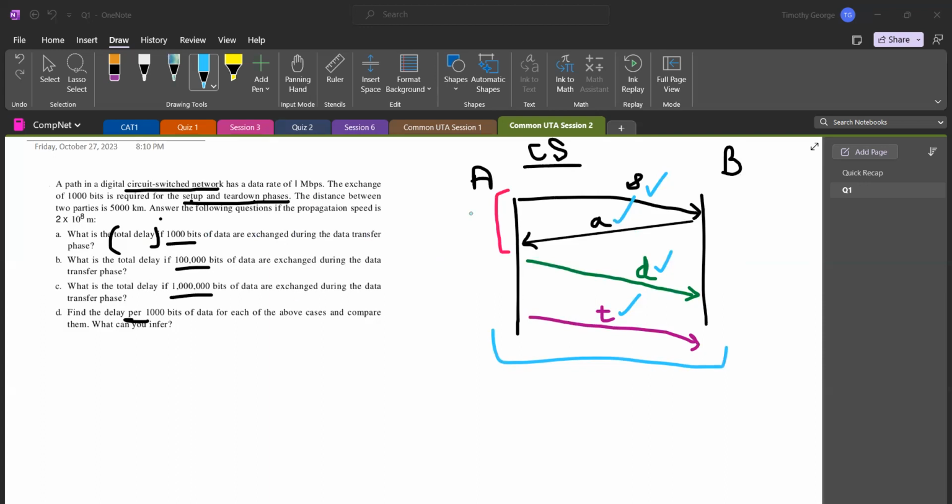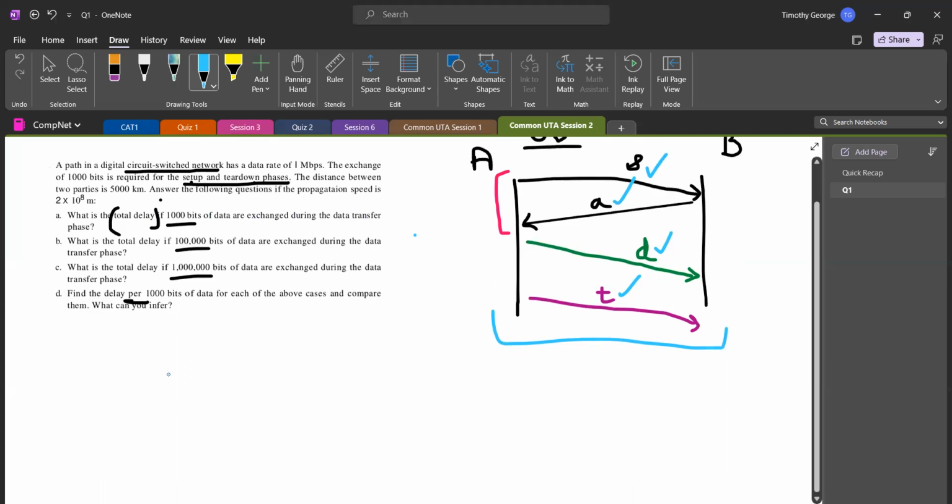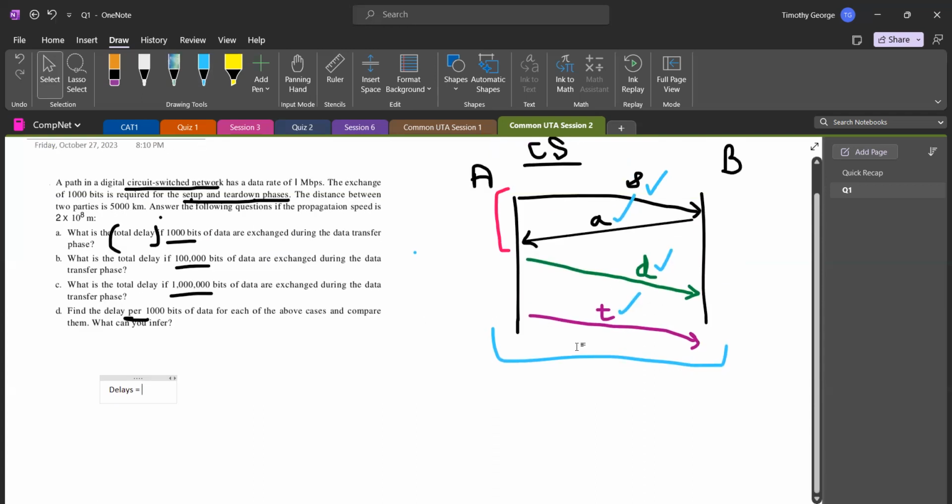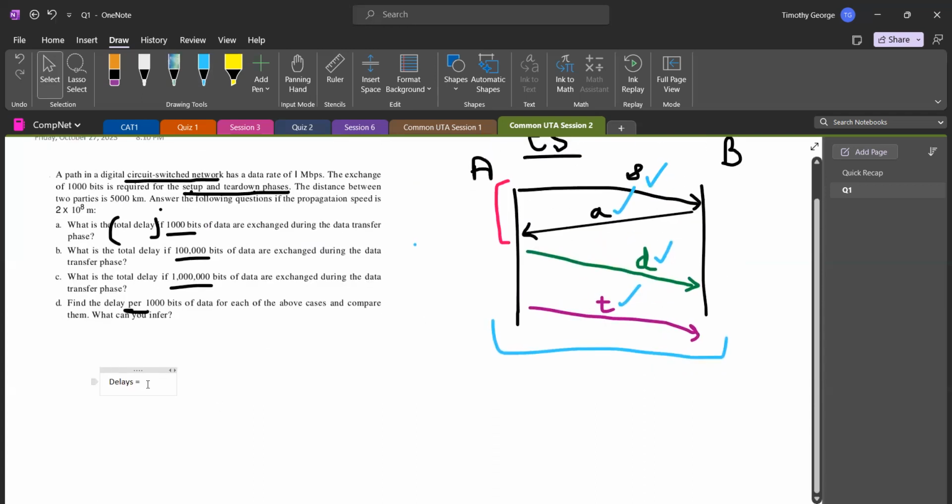So let's calculate delays now. What all delays do we need to include? We have 4 delays. One is all the setup things: setup, acknowledgement, and teardown, plus the transfer. Transfer depends on how many bits you're going to transfer, but setup and acknowledgement do not.